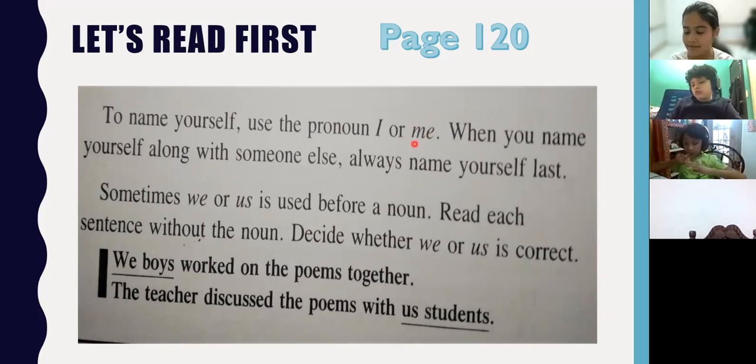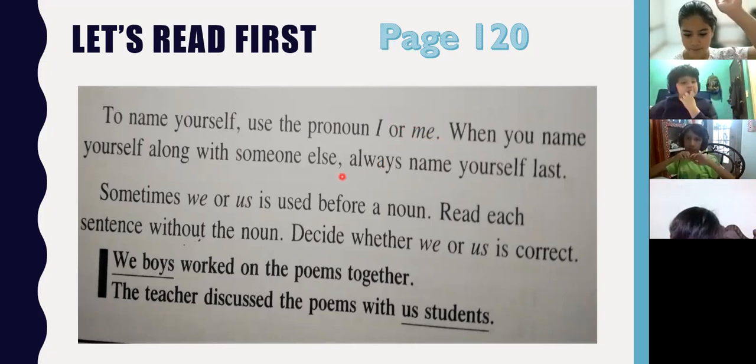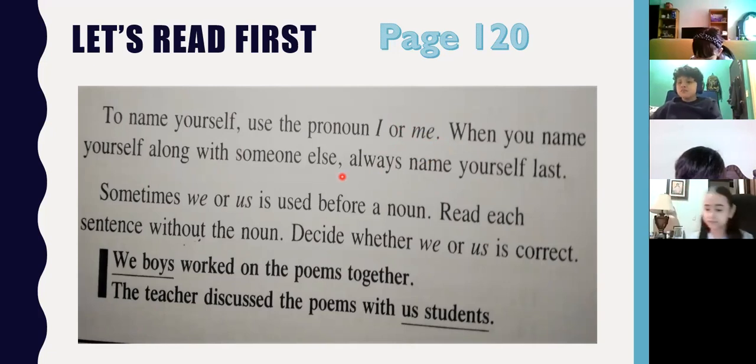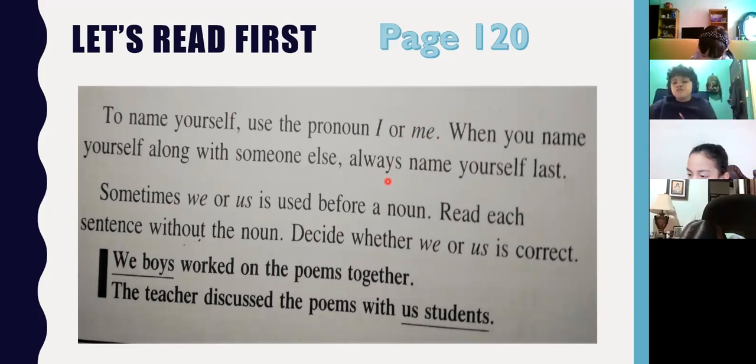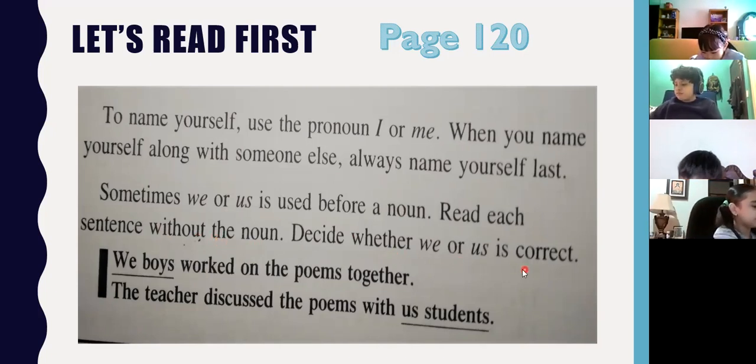So we're going to learn in which cases I can use I and when I can use me when I'm referring to myself. If I'm talking about myself and someone else, for example, Rebecca and I, I can use we or us. We're going to learn also today when we use we and when we use us. The sentences that we have here are without the noun. Decide whether we or us is the pronoun. For example, here we have, we boys work on the poems together.